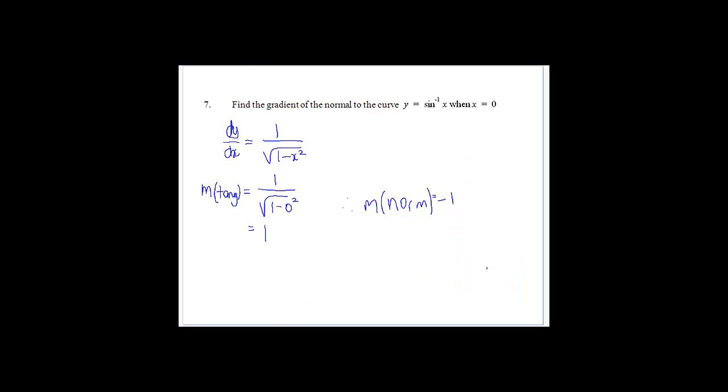The next one, again, asks for the gradient of the normal. So if we remember the gradient of the normal, we find the gradient of the tangent, and then find the negative reciprocal of that. So we get the derivative, substitute 0 in, we get a gradient of the tangent as 1, so the gradient of the normal must be minus 1. That works out rather nicely.